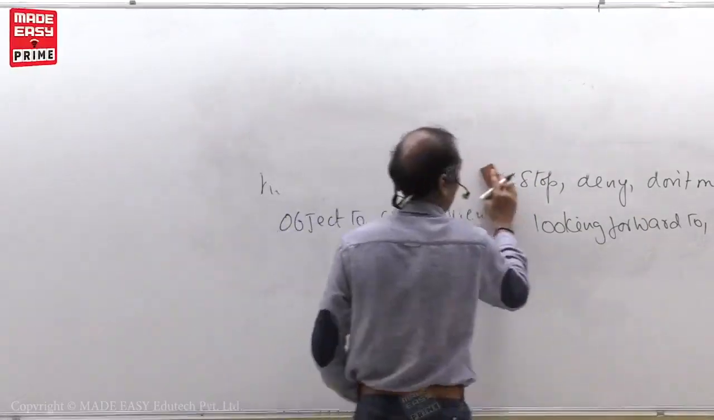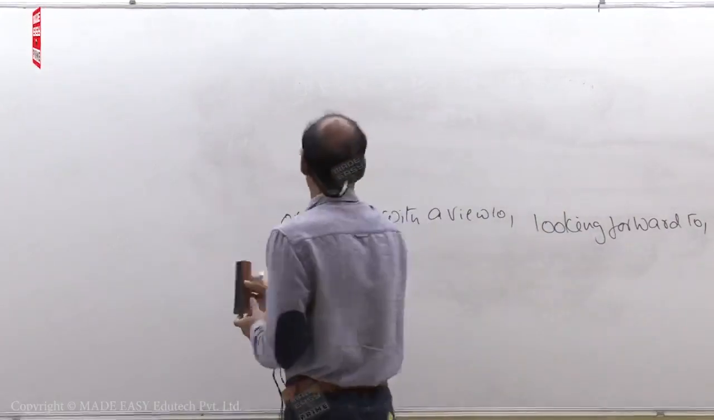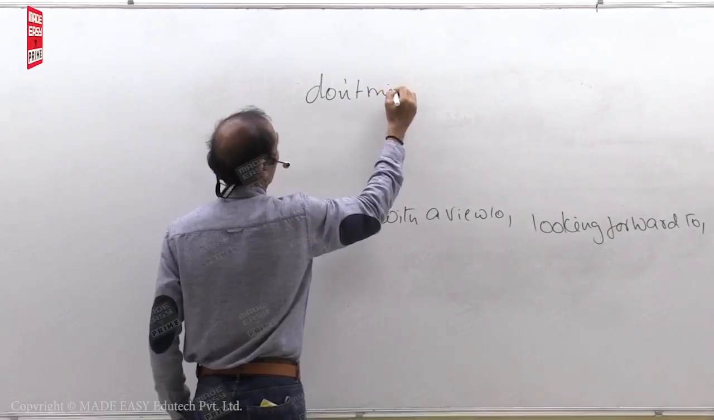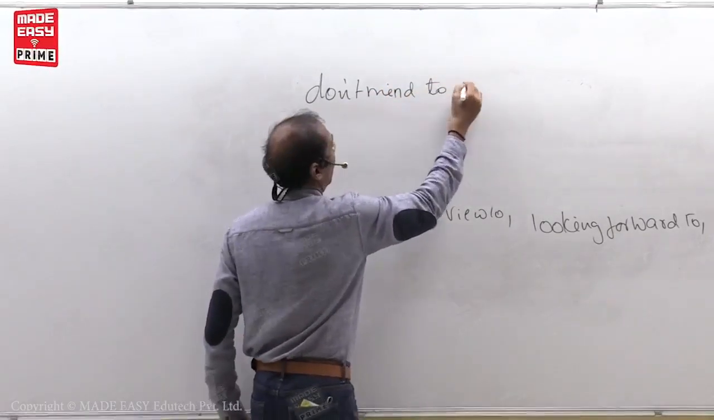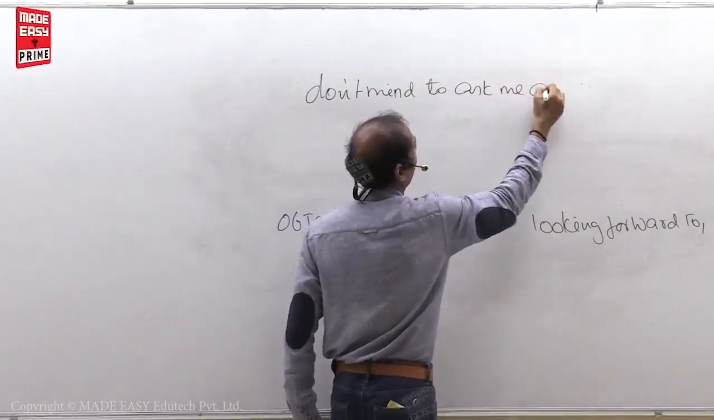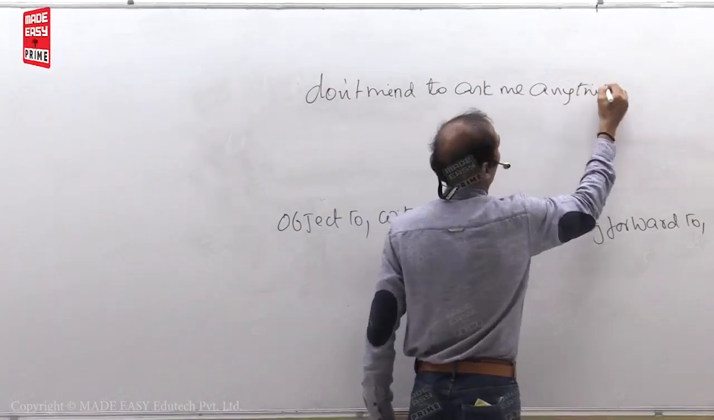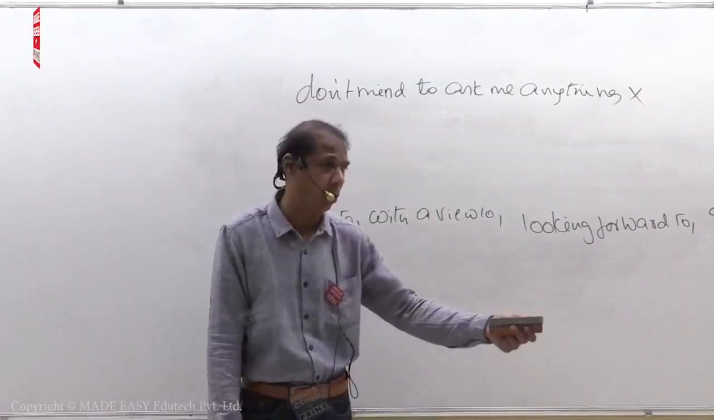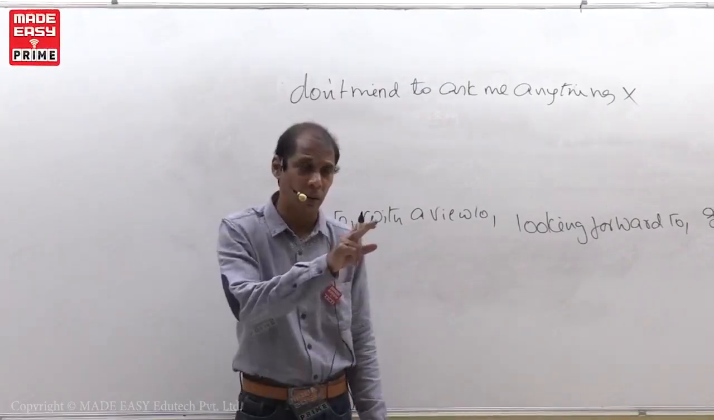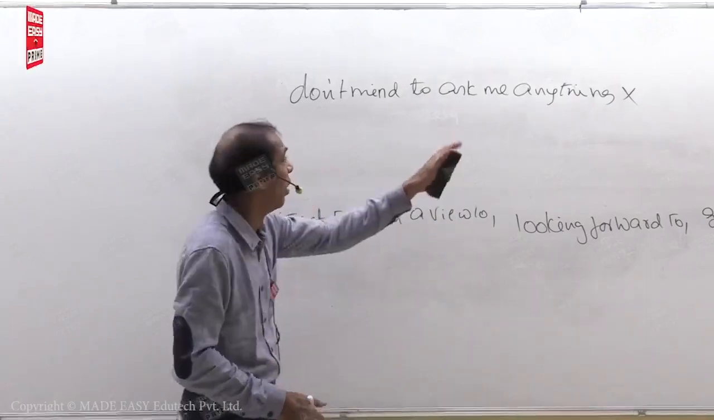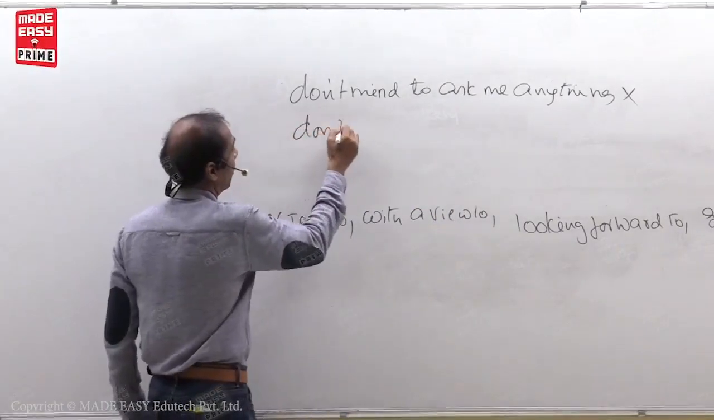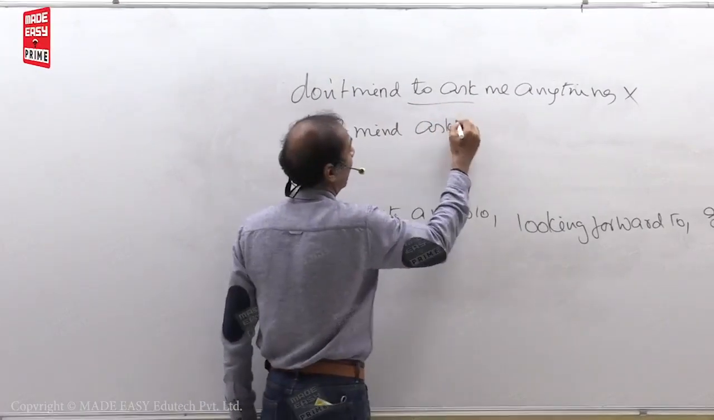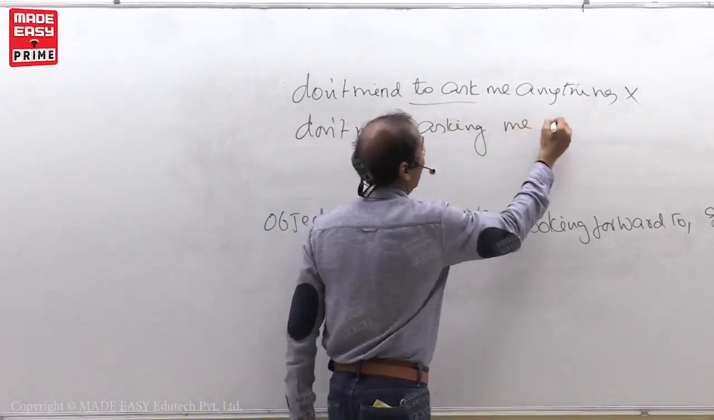See? One more. Don't mind to ask me anything. Sometimes we offer our well-wishers and close mates like this, right? Don't mind to ask me anything. This is wrong. Don't mind, not to plus V1, but V1 plus ing form. Don't mind asking me anything.